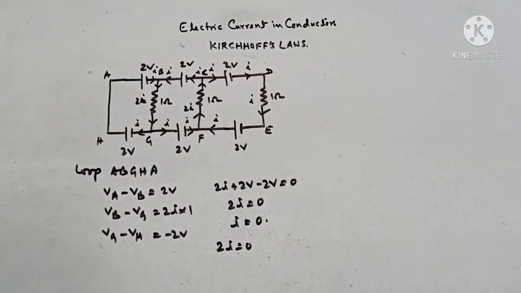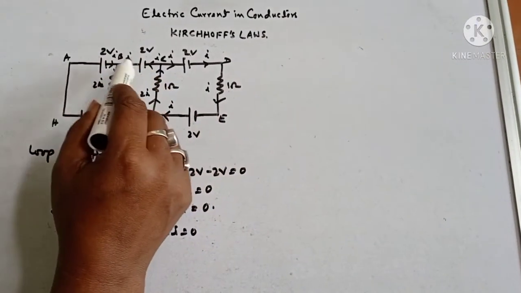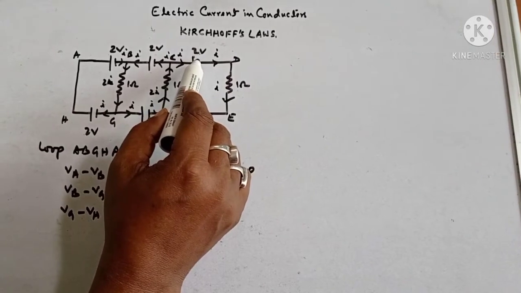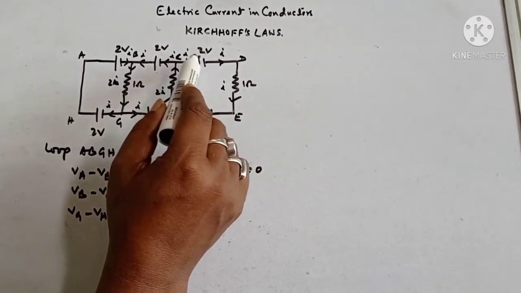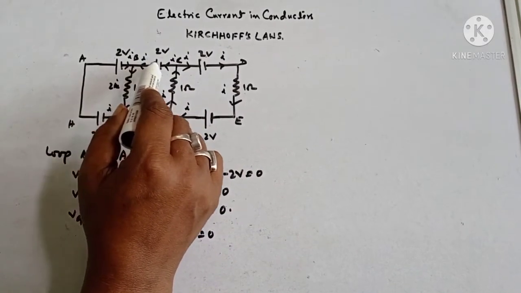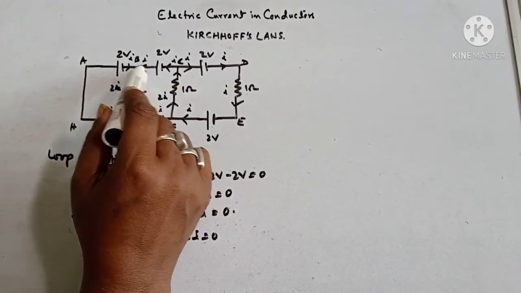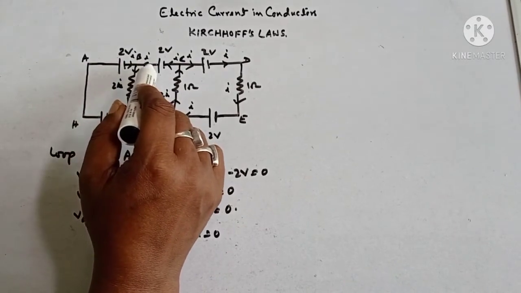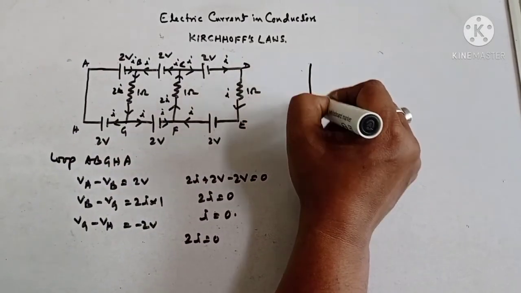You can do this same problem by taking I. I have taken I because here you see all these have the same potentials. The EMF of the battery is the same, so I current is flowing through each battery. So I have taken I here. You can also consider I1 and I2, but you will get the same result. I will show you one in one loop.